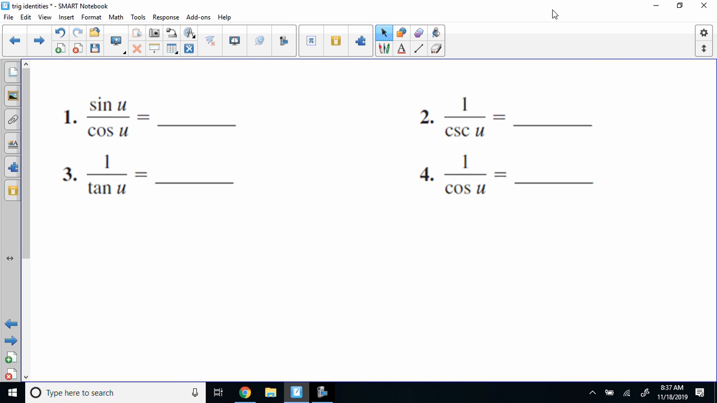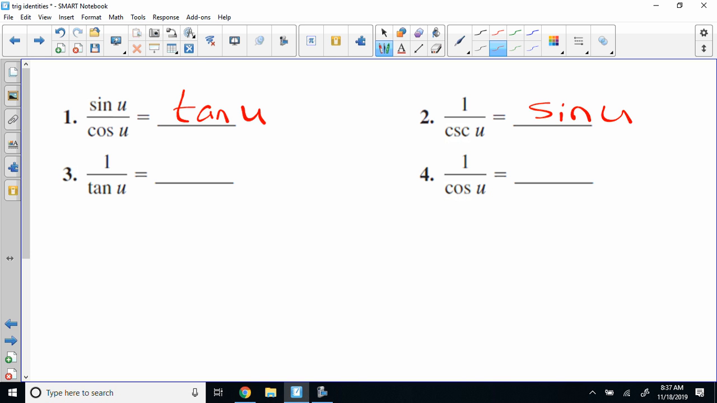Sine u over cosine u, we could rewrite that as what? Tangent u. If you look at the reciprocal identities, that's where you'll pull it from, right? All right, so let's look at 2. 1 over cosecant is what? Sine u, right? 1 over tangent u is who? Cotangent u, right? 1 over cosine u is what?